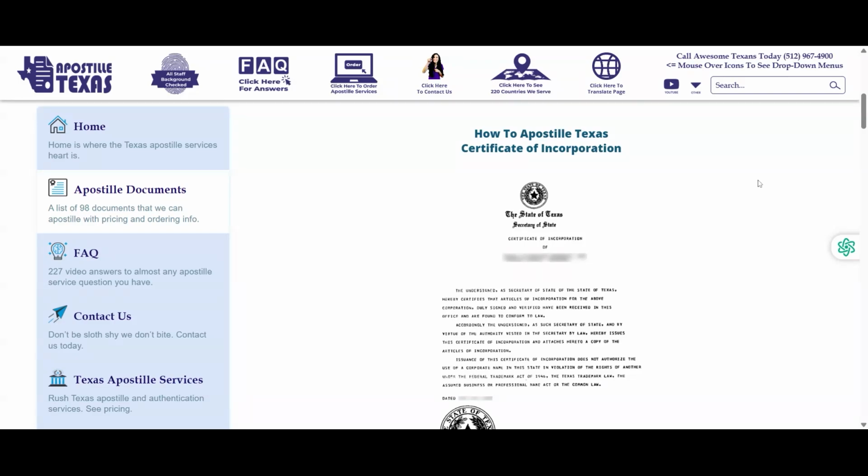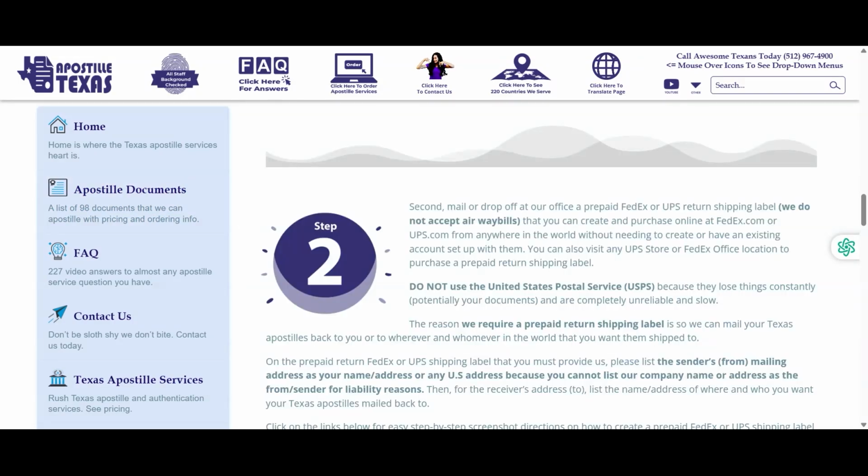Next is step number 2, which is the shipping instructions. Step 2 is going to be about shipping and how you get your documents to us and how we get your apostilled documents back to you or to wherever you want. Corporation documents that are only issued through the Texas Secretary of State Corporations Unit, or the Corporations section as it's called, do not allow any person or company to give them documents to apostille. So what that means is you cannot ship or mail documents to us like we state in step 1, and you cannot drop off documents to us.